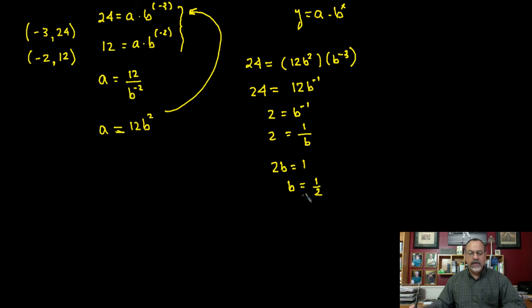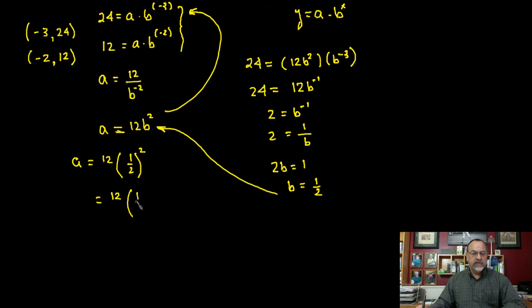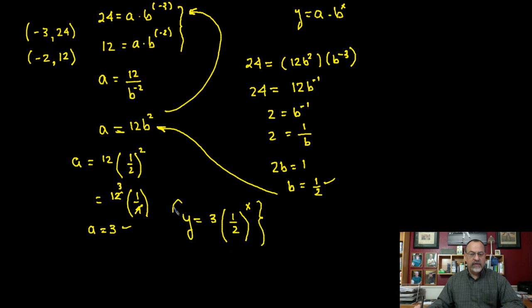So now that I know what b is, I can substitute it back into this equation to determine the value of a. So a is equal to 12 times b, which I now know is 1/2, squared. Now be careful here, we must do exponents first. So this is 12 times 1/2 squared, which is 1/4. Now I can reduce this, so I have an a value of 3. So now I have my a value and my b value. I can write my algebraic model. So y is equal to my a value, which is 3, times my b, which is 1/2, to the x power. So I have my relationship between y and x, and I have my a value and my b value determined given 2 points.